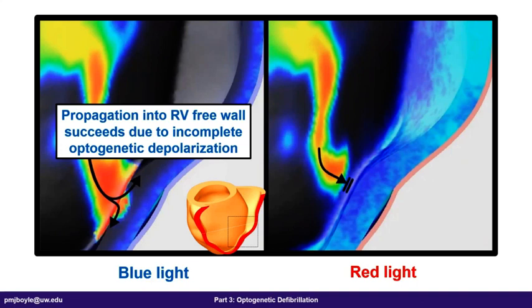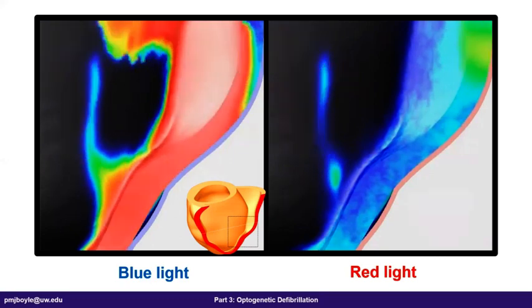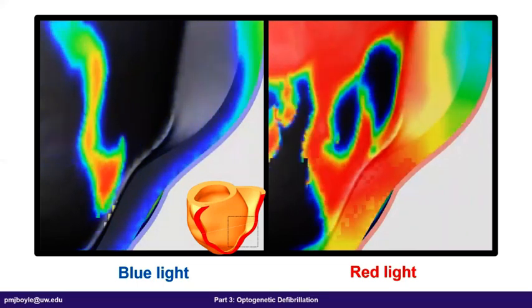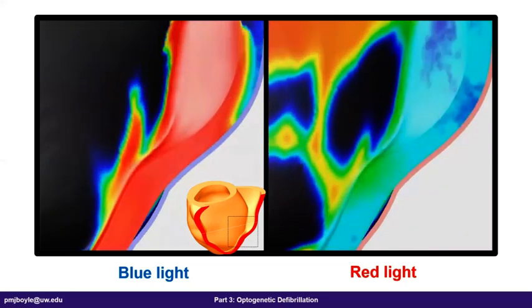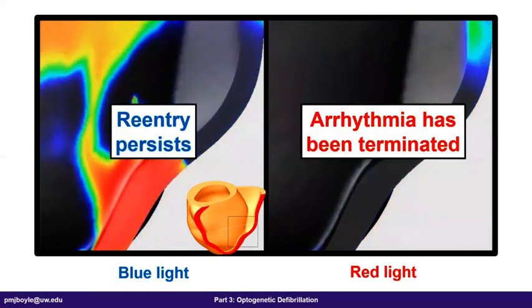We see that for the blue light case, propagation of the reentrant wavefront into the right ventricular free wall is successful because of incomplete depolarization of the wall. Okay. In contrast, you see that the extent of depolarization from the light stimulus in the red light case is so significant, it's basically transmural, that the propagation of the reentrant wavefront into the RV free wall fails, and we end up seeing a completely different waveform manifest. This is in the death throes of the tachycardia, and ultimately, while the blue light case continues unabated, the red light case has a termination of the arrhythmia.